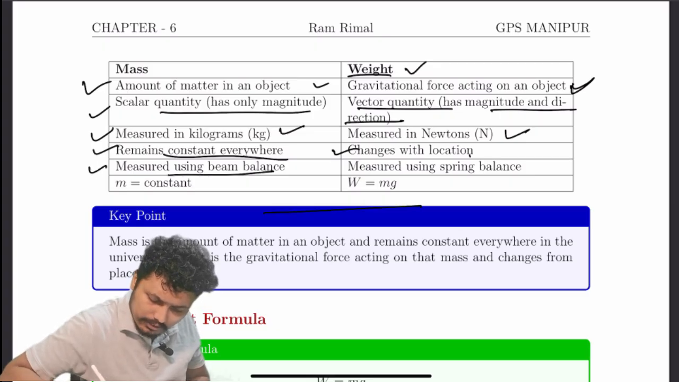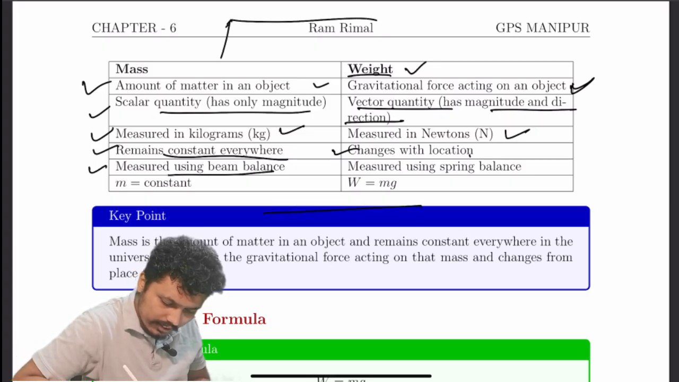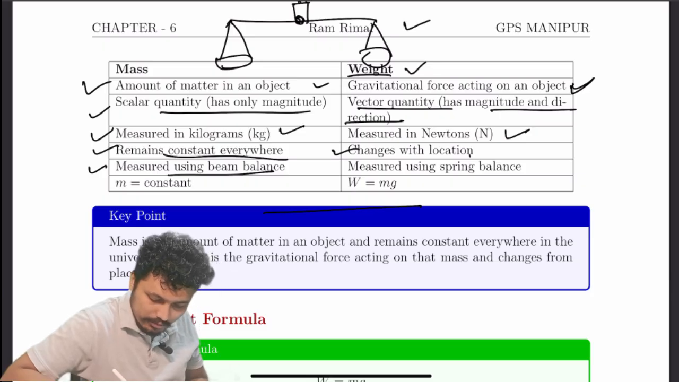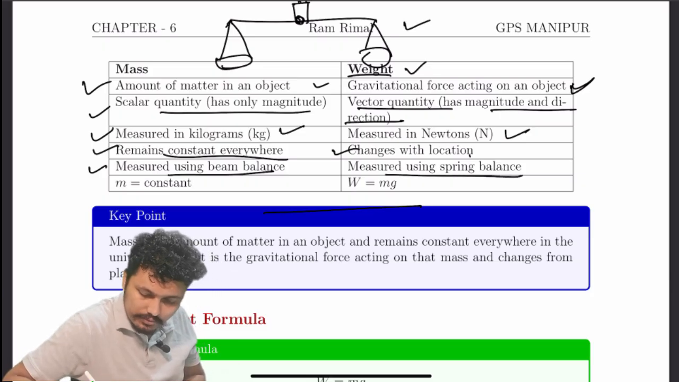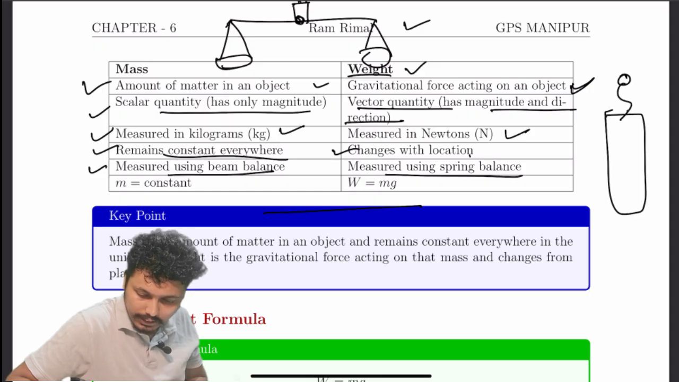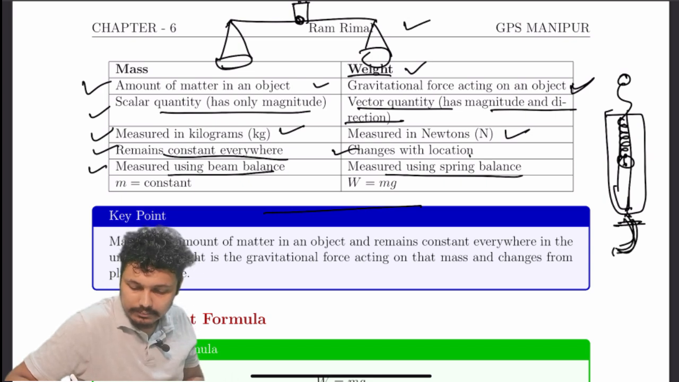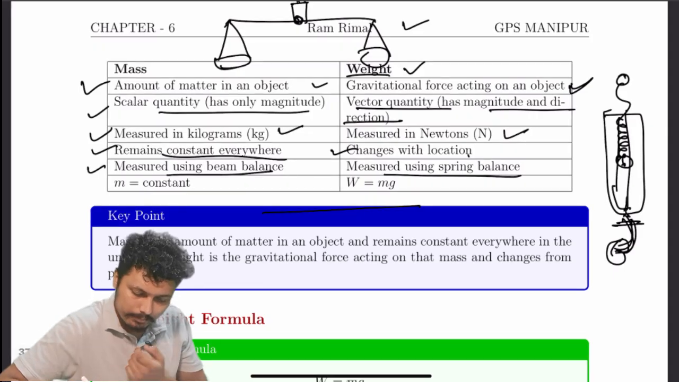A beam balance looks like this. Have you seen this? This is a beam balance, mass is measured using this. And this is a spring balance, I've shown you before also. It is hanging like this, and there is a small slot here and a small spring. There is a hook here to hang things. This is a spring balance.